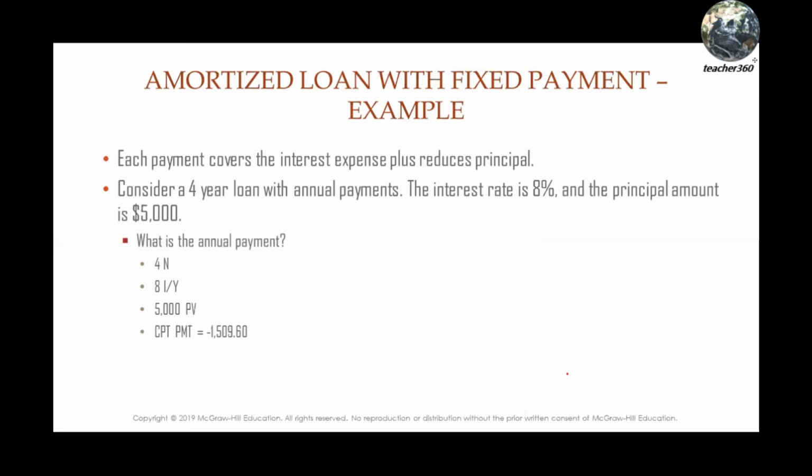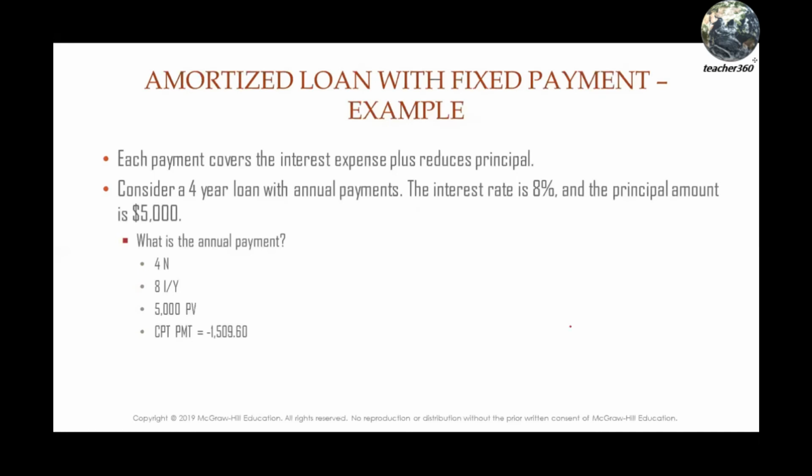Here is another example using a financial calculator. In every example of loan amortization, we have seen that each payment covers the interest expense plus reduces principal. So the example is, consider a 4-year loan with annual payments. The interest rate is 8% and the principal amount is $5,000. So what is the annual payment?